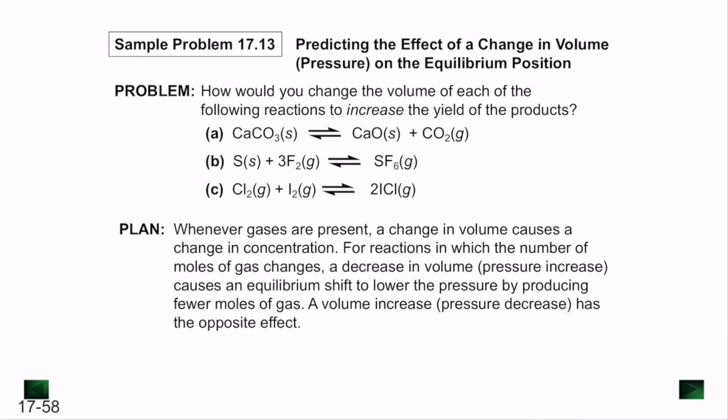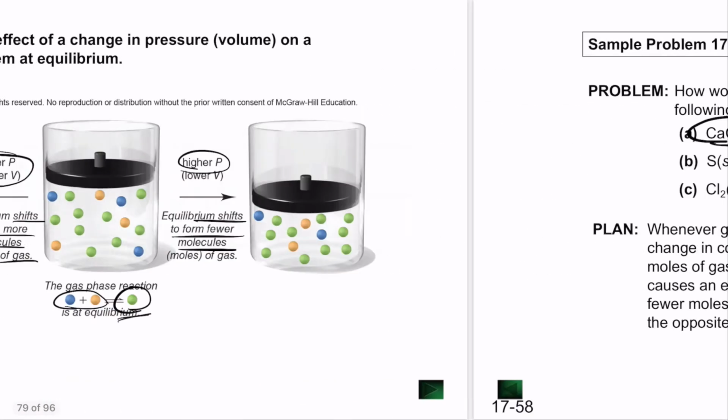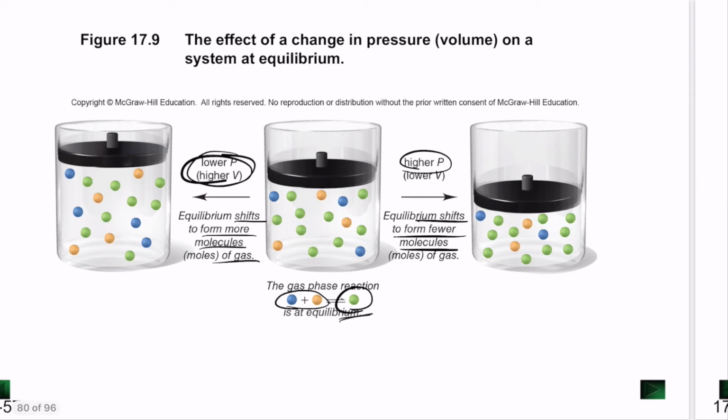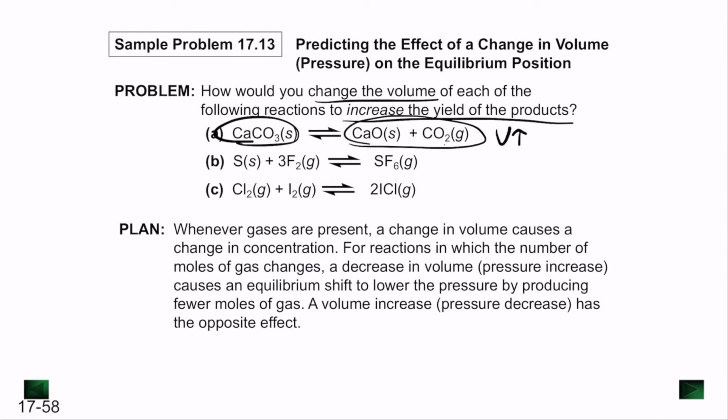Next, let's take an example here. How would you change the volume of each of the following to increase the yield of the products? Now notice that there are 2 moles of reactants and 1 mole of product here. First things first, remember that when you have to increase the number of moles, you are going to lower the pressure, which means that we are going to increase the volume. So you have to decrease the pressure to increase the volume.